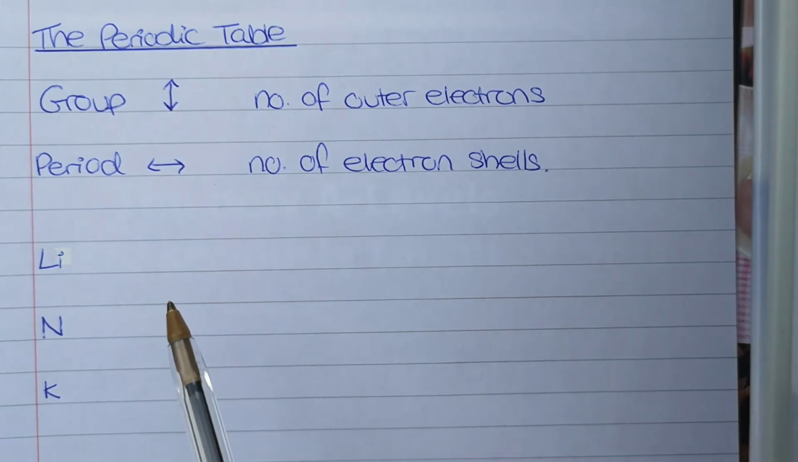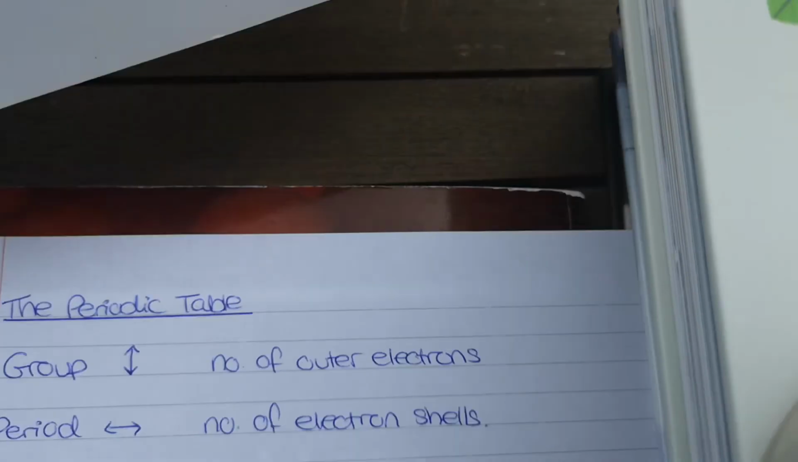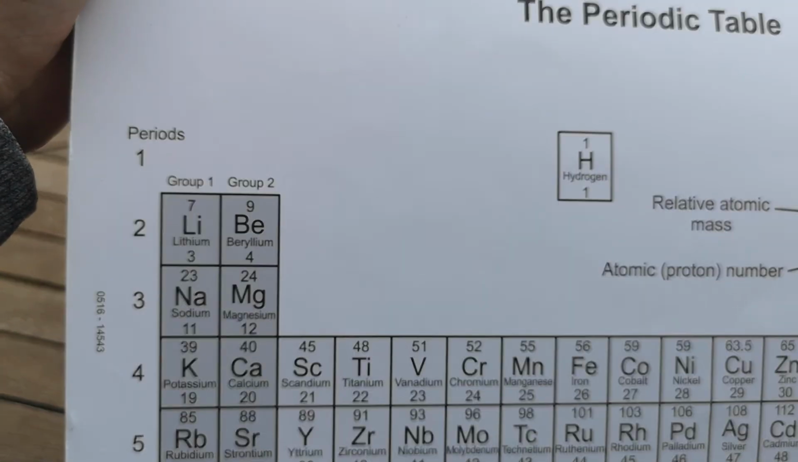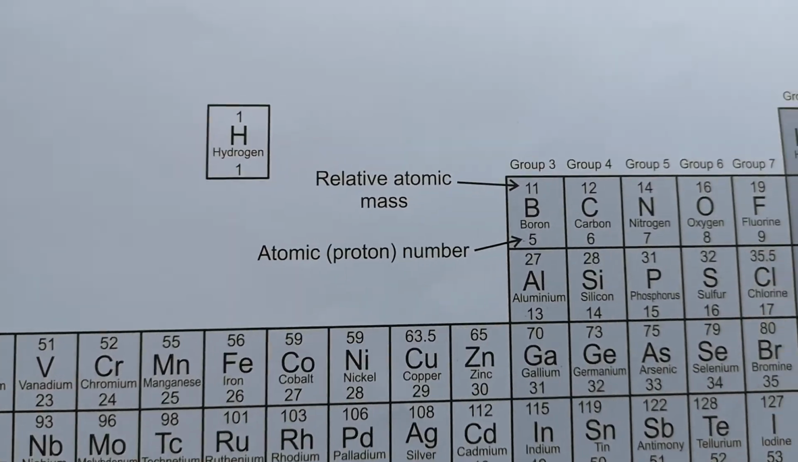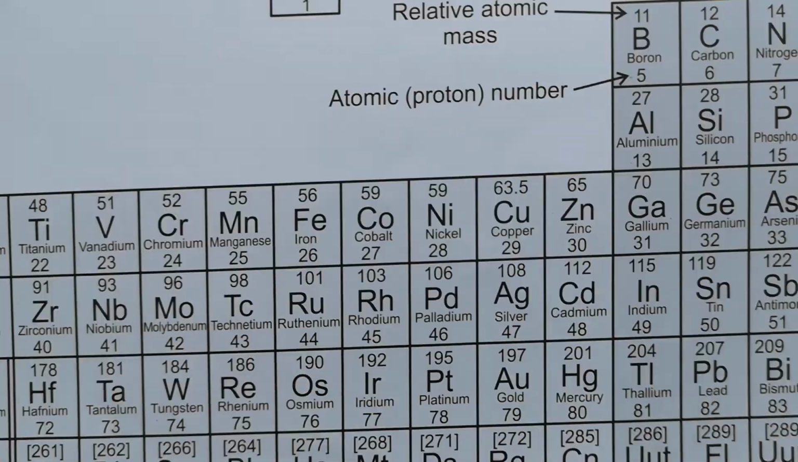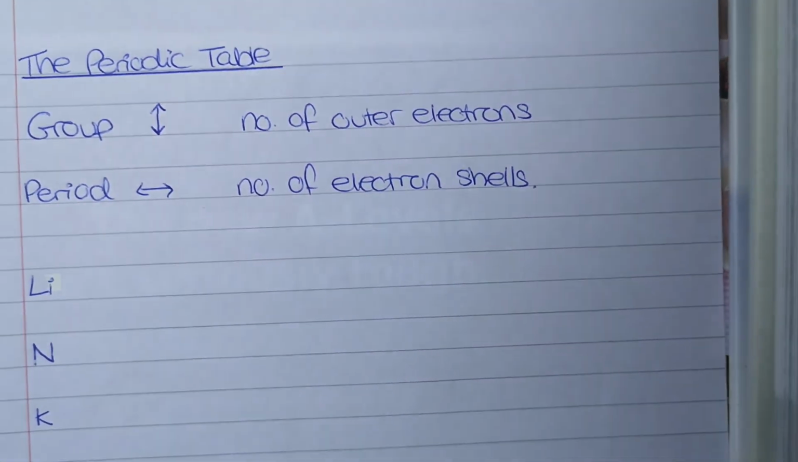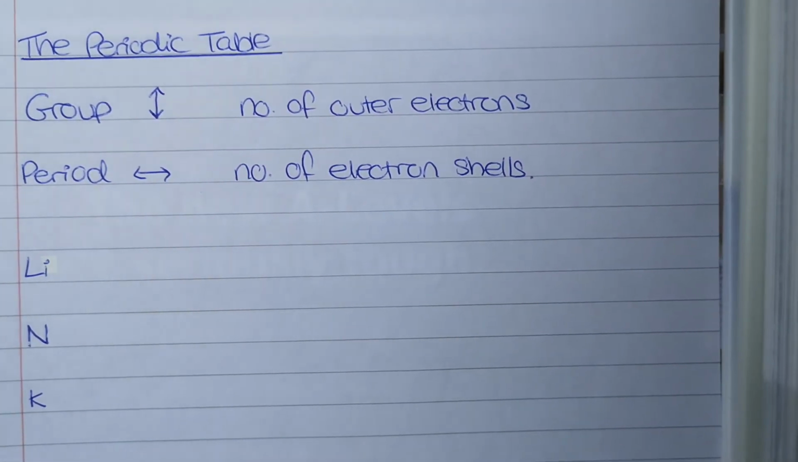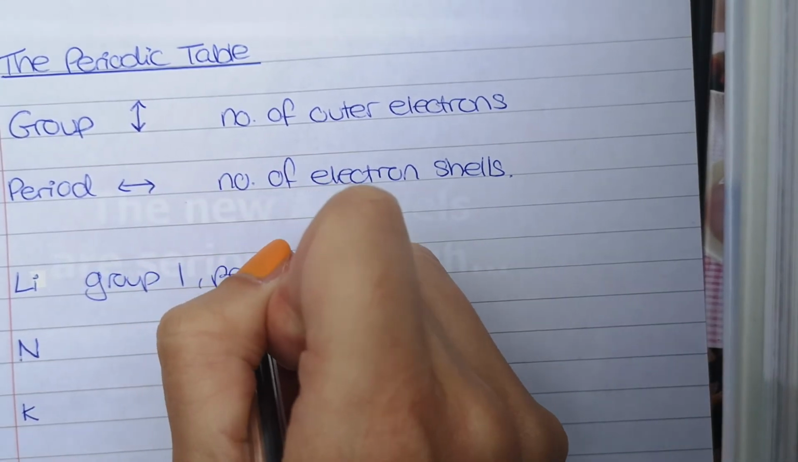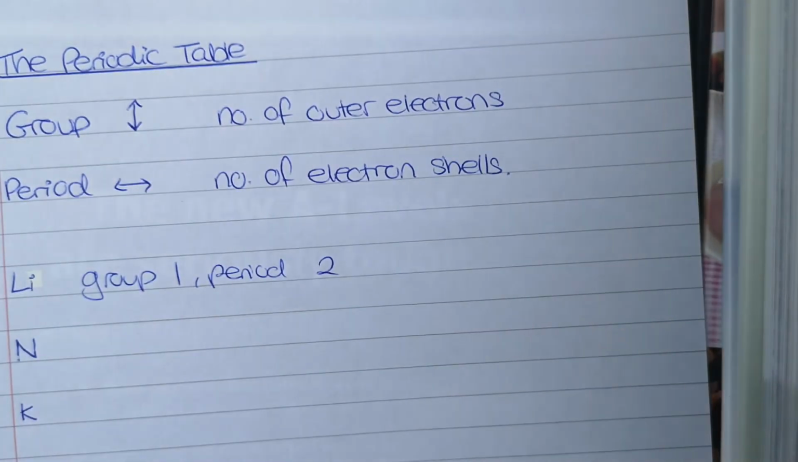So if we look at lithium, I'll just show you my periodic table here. Lithium is in group 1 and it's in period 2. Period 1 only includes hydrogen and helium. Okay, quite often people get that wrong. So lithium is in group 1, period 2. And so what that tells us is it's got 1 outer electron and it's got 2 electron shells.